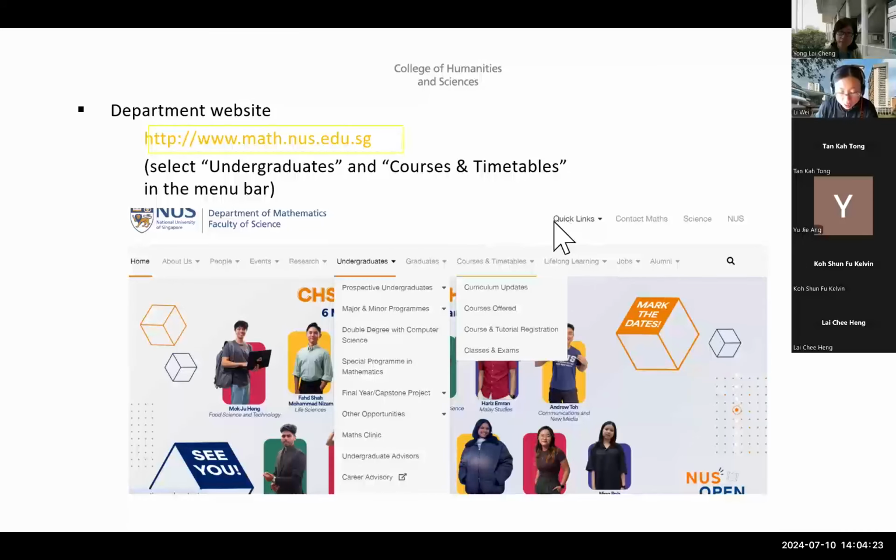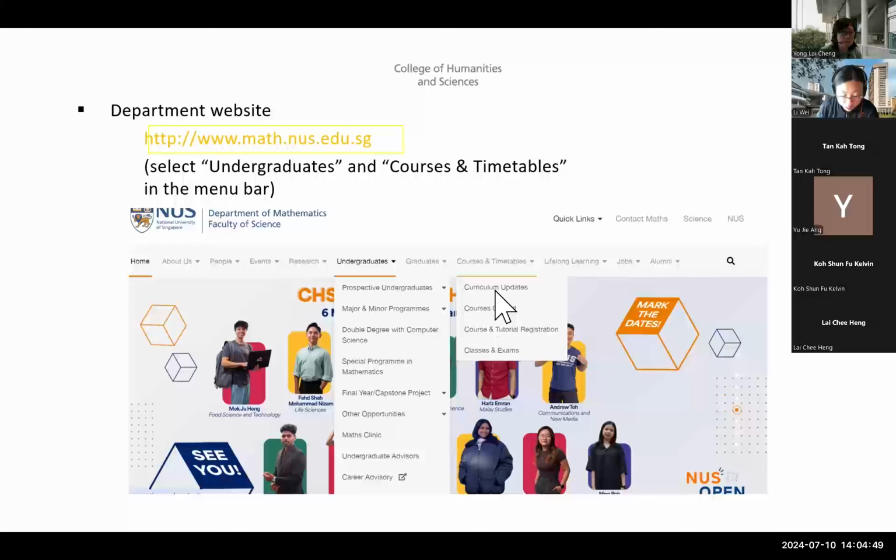Then you can see the drop-down menu, and this list contains the curriculum updates, courses offered, courses and tutorial registration, class and exam timetables, etc. If you click on each of them, it will lead you to the relevant important information. Let me briefly go through them.